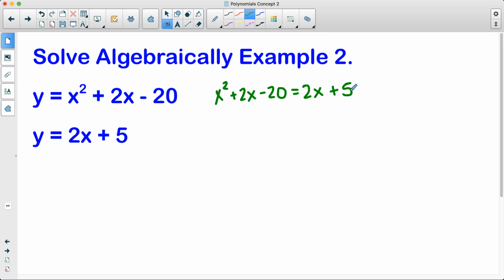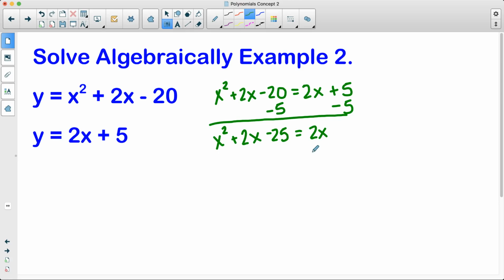Next, I need to get these into standard form. So I need to get one side set equal to 0. So I'm going to start by subtracting this 5 from both sides, and it's going to get combined with the negative 20. So x squared plus 2x minus 25 is equal to 2x. Still need to get this set equal to 0. So let's subtract 2x on both sides. 2x minus 2x cancels each other out. So on the left, we have x squared minus 25 is equal to 0.